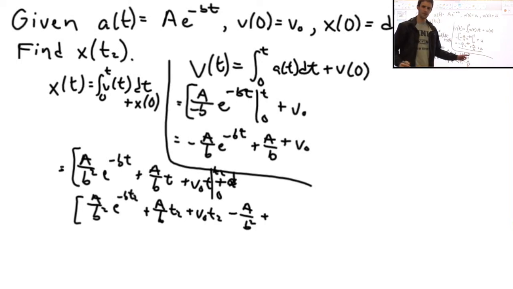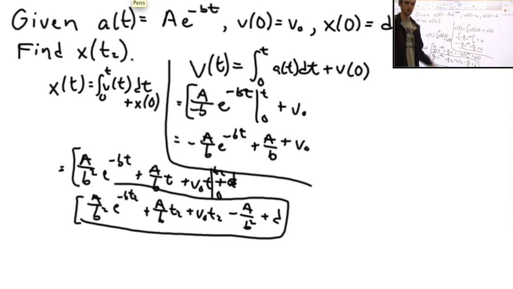And up here, I didn't mention this a minute ago, but I really need to add on my initial condition, like I did right here. I know the x at time 0 is just a letter called d, so I'll just throw that onto the end. So that right there is the position at time t2 given this acceleration function.